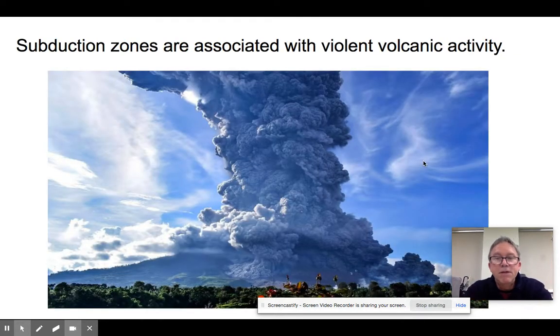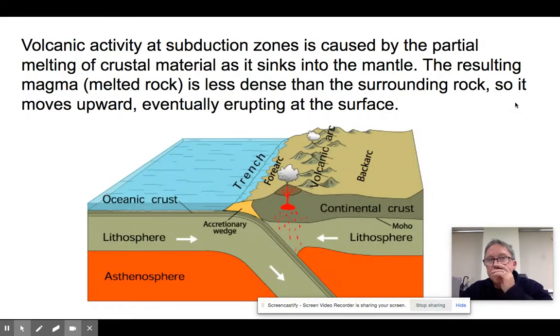Now, subduction zones are associated with very violent volcanic activity. Unlike mid-ocean ridges and rift valleys, which have fairly gentle volcanic activity, the volcanic activity associated with subduction zones involves the volcanoes you think about, the ones that just explode and cause all kinds of damage and death. And it makes sense, and here's why.